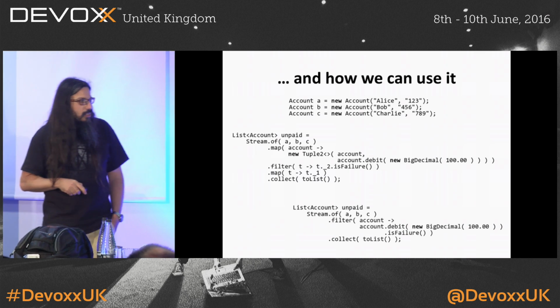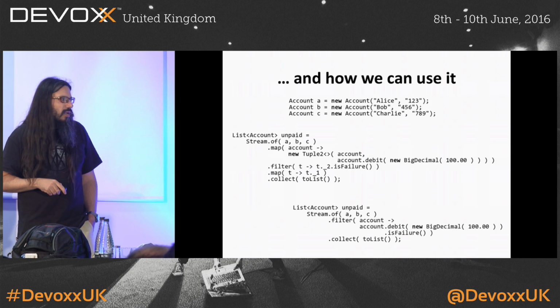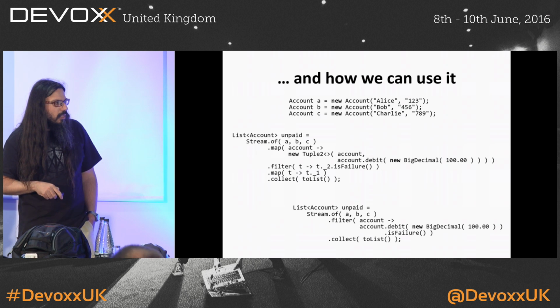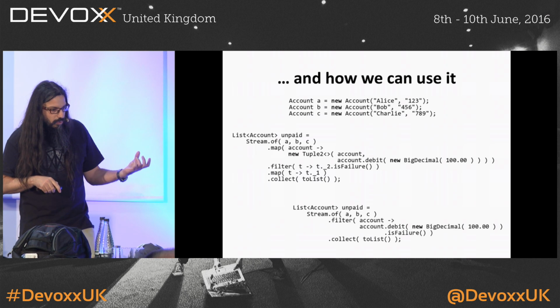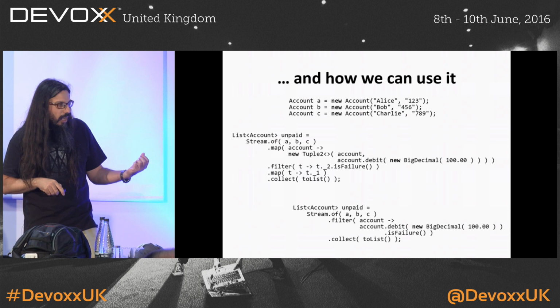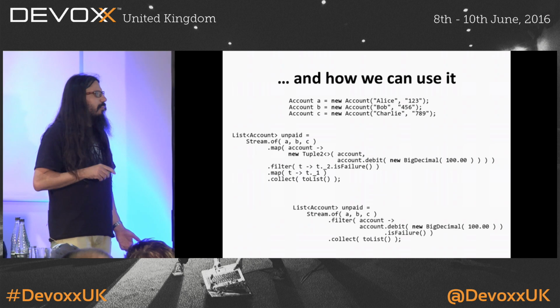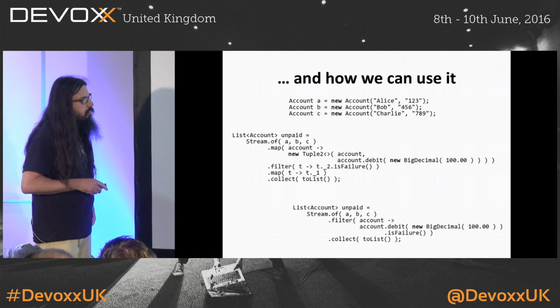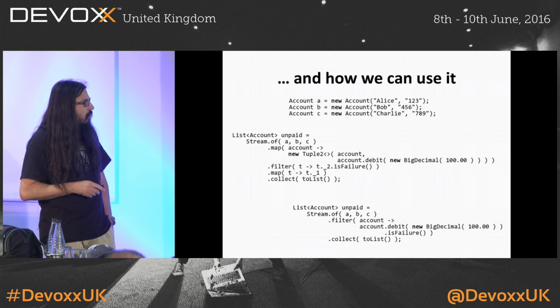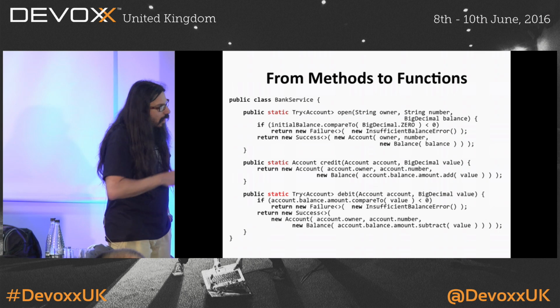Or I can do this in a shorter way, but less readable in my opinion. Since debit already returns a Try, I can check directly its failure on this Try. So this is the predicate, and I can use this predicate directly as the filter condition to collect the accounts that couldn't pay. Okay, same thing. This is a bit more verbose, but probably more readable, I think so.